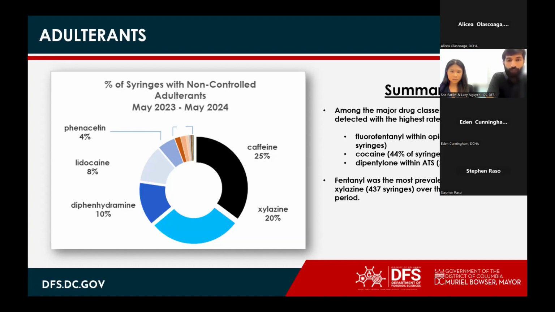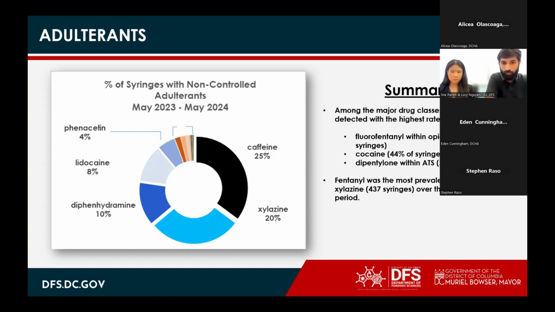One thing to note when it comes to adulterants is I do believe scheduling affects the prevalence of these adulterants. So while fentanyl was the most prevalent opioid found with xylazine, we're starting to see an initial shift. So as OCME had mentioned earlier, there is a new substance of concern that very much mimics the effects of xylazine, but has a longer duration of action, which is medetomidine.